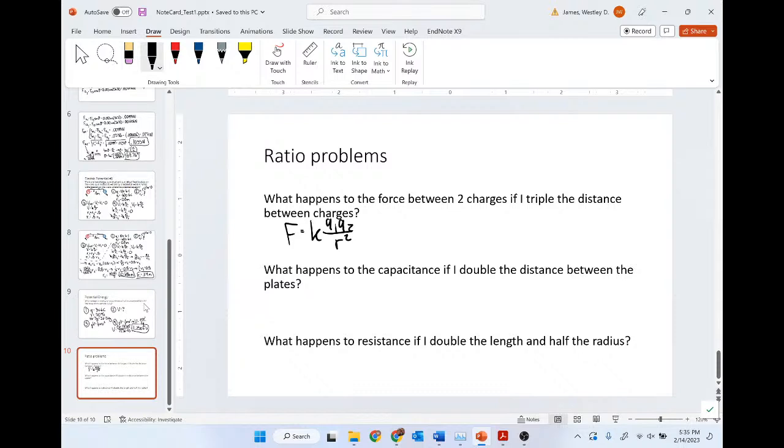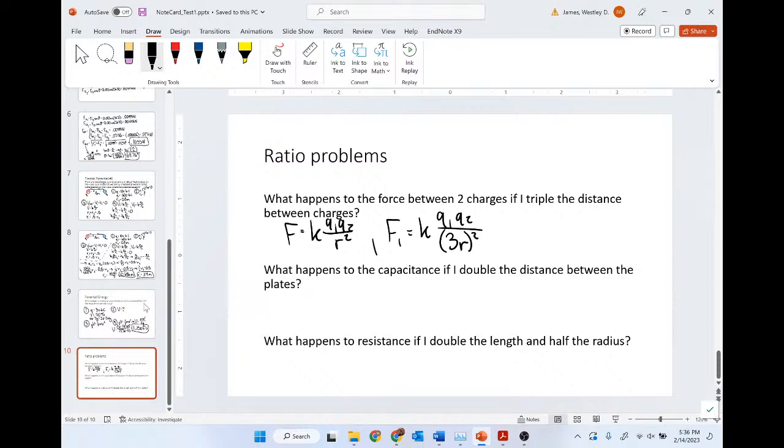Then something does. Spend a few seconds. What variable is changing? K, Q1, Q2, or R? Spend a few seconds actually thinking about that. All right. Which one? R. Now, here's where if we make a mistake, here's what's going to happen. So Q1's the same, Q2's the same, R is changing. R is tripling. Here is where you may make a mistake.